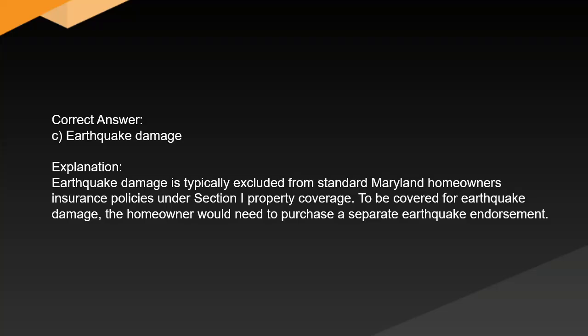Explanation. Earthquake damage is typically excluded from standard Maryland homeowners insurance policies under Section I property coverage. To be covered for earthquake damage, the homeowner would need to purchase a separate earthquake endorsement.